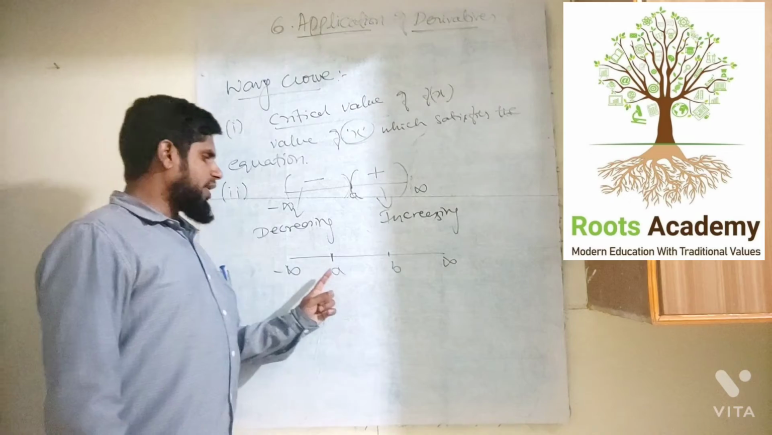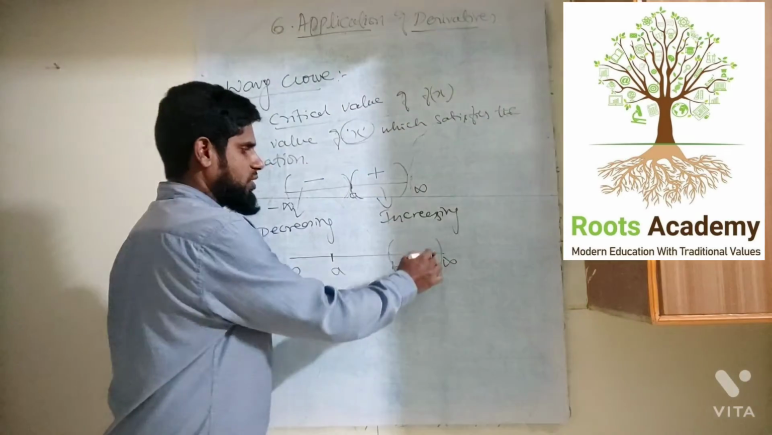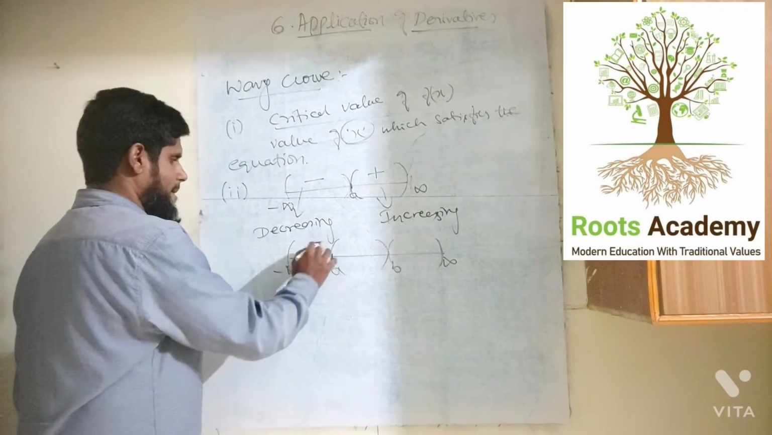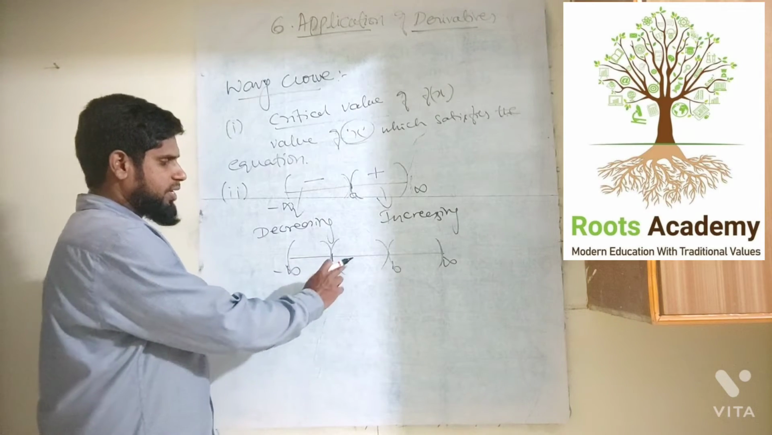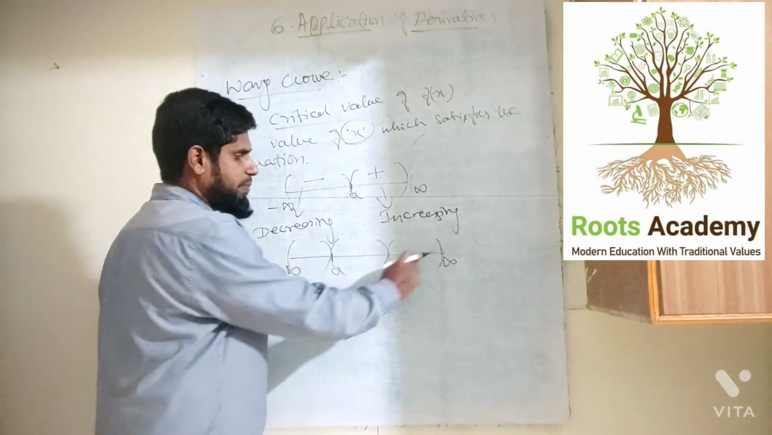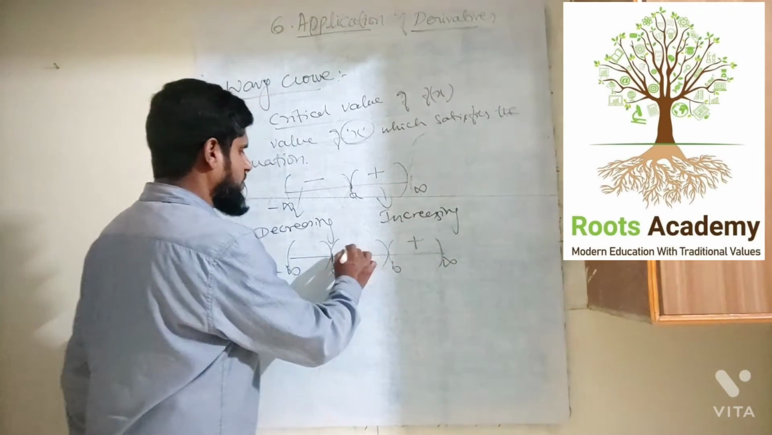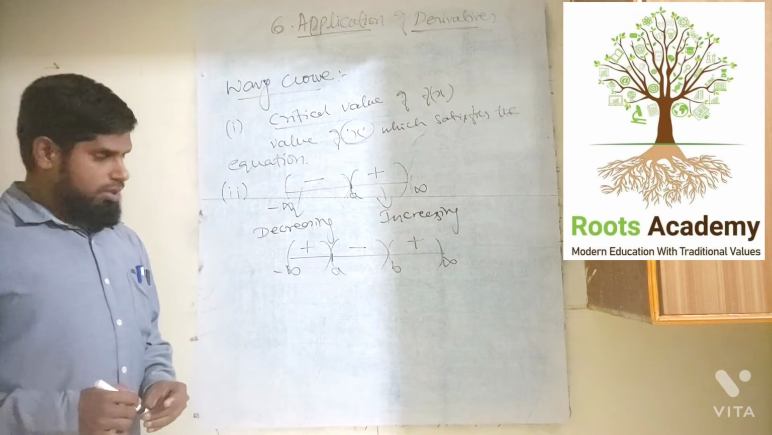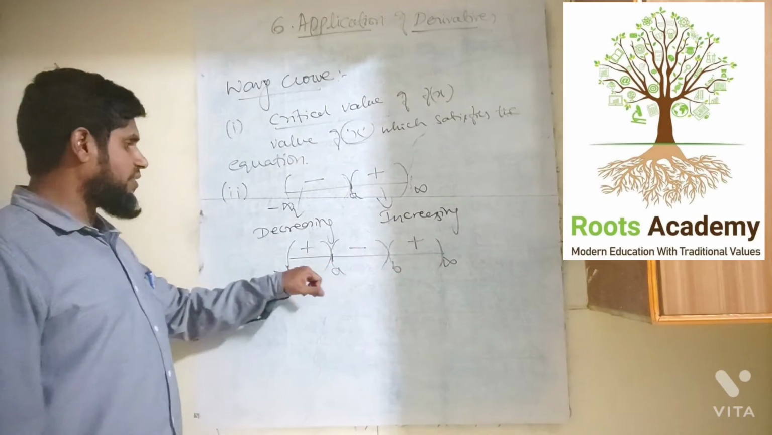So if I am getting two critical values, then in total we get three intervals. The open interval. So the first interval is minus infinity to A, second is A to B, third is B to infinity. So if I mark this as plus, definitely this is minus, this is plus. So here the function y is equal to f of x is increasing in two different intervals.